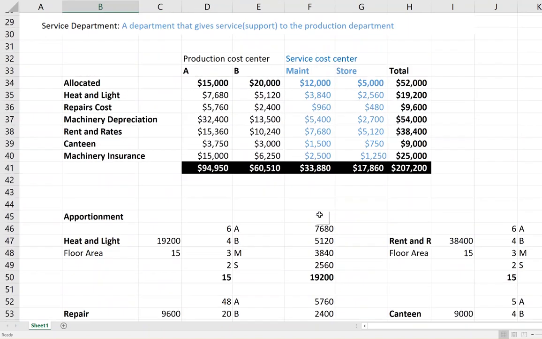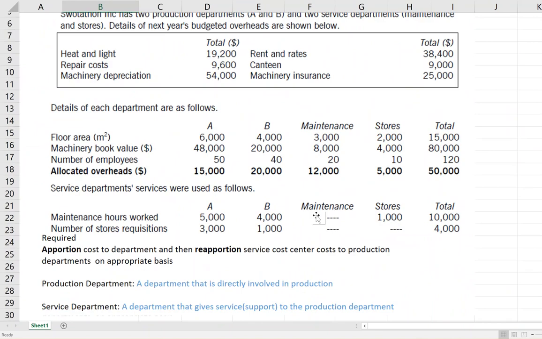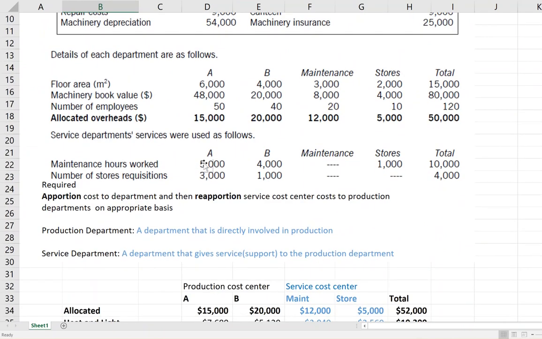One is step-down method. Like in this question, they said here, we had 5,000 maintenance hours worked in Department A, 4,000 worked in B, and 1,000 in store, which means this maintenance department's usage was 5,000 here, 4,000 here, and 1,000 here, about 50%, 40%, and 10%. Sometimes they are given as a percentage, sometimes they are given as amount. You will see in a minute when we are doing absorption algebraic method. In algebraic method, if they are not given as a percentage, you have to convert it to percentage. In these other methods, we don't need a percentage, but percentage would be simply taking this 5,000 divided by total.